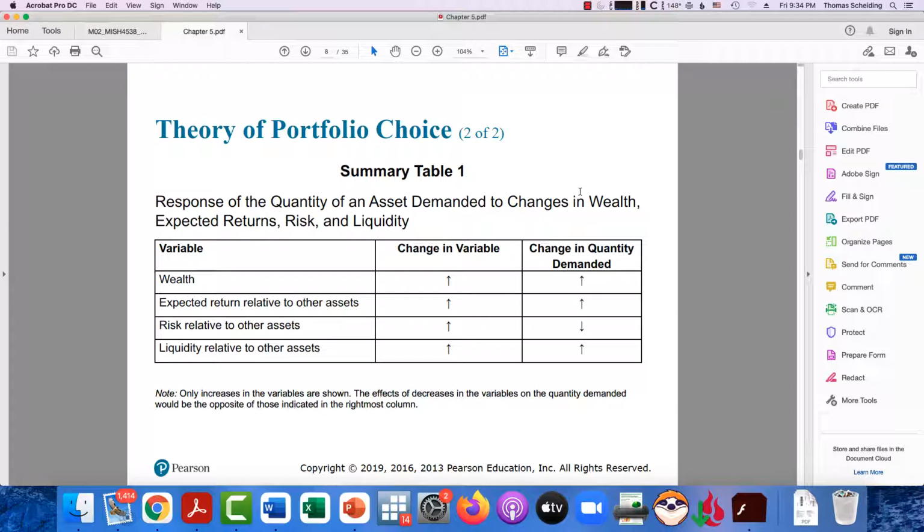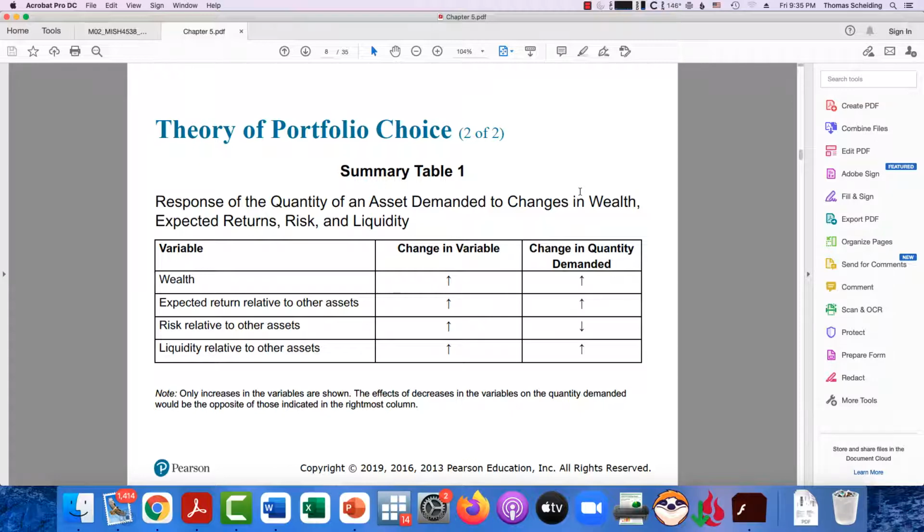So in general, we're going to see a demand curve for an asset where any of these variables increasing, generally with the exception of risk, leads to the quantity demanded increasing. With risk, it's obviously inverse, unless you're a risk-loving person. But this model, again, presumes that individuals are risk averse, so they don't want to take on more risk.